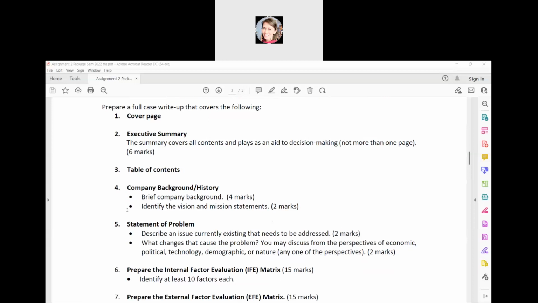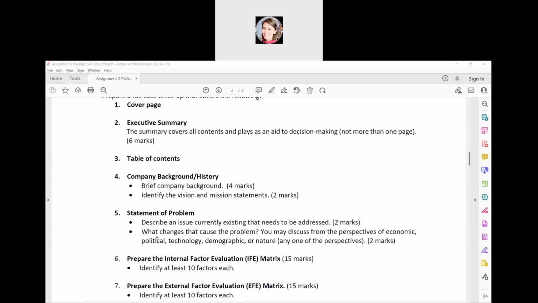And the next one is the statement of problem. So this is where I think you really need to read through. Okay, each and every one of your group members, you'll have to read through so that you can describe what is the problem. You're able to describe an issue currently existing that needs to be addressed. Okay, now it says currently existing.